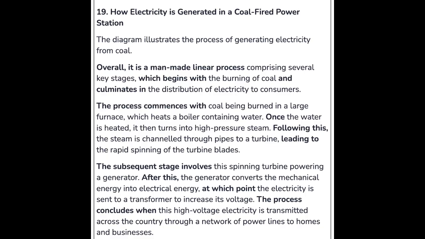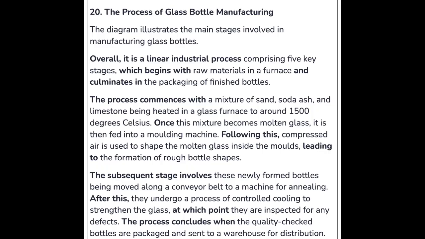After this, the generator converts the mechanical energy into electrical energy, at which point the electricity is sent to a transformer to increase its voltage. The process concludes when this high-voltage electricity is transmitted across the country through a network of power lines to homes and businesses.